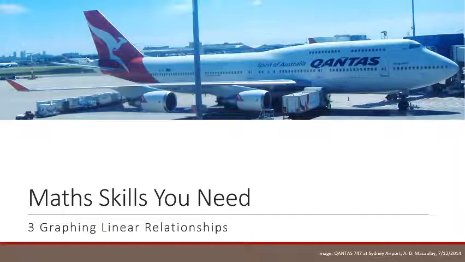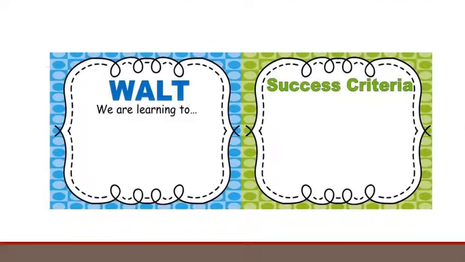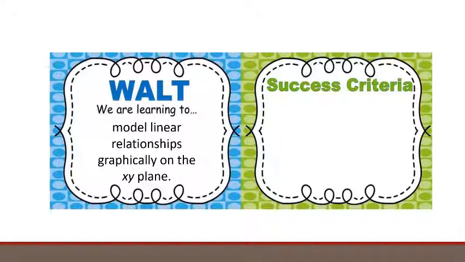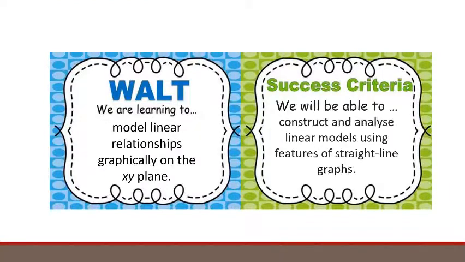So we'll be graphing linear relationships. As you can see, here is a picture of a Qantas 747 at Sydney Airport. One of the questions we'll deal with has the cruising speed of a passenger airliner. What we're learning to do is to model linear relationships graphically on the XY plane, and we'll be able to construct and analyse linear models using features of straight line graphs.